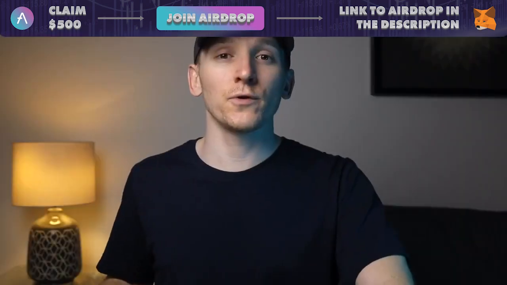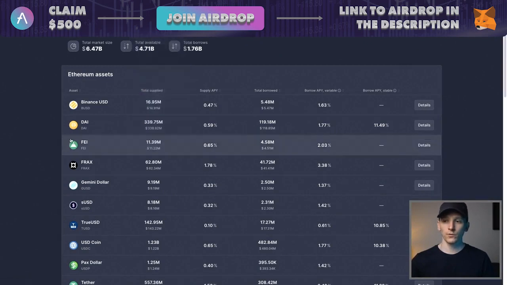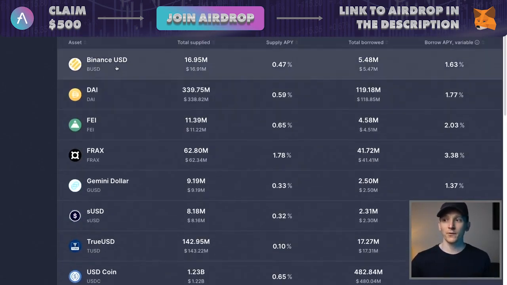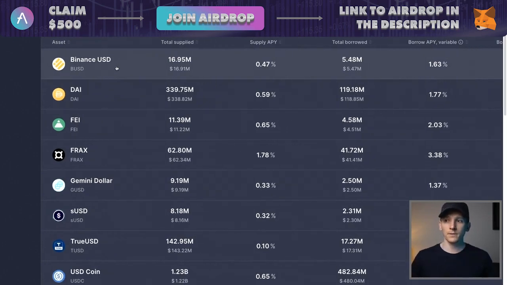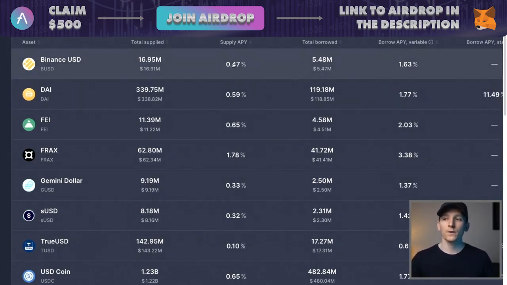On Aave, they will show you the APYs for every single asset on there. So that is the yearly interest rate. So if you go to markets and then down to whichever market that you want to use, these are all the assets that are on Ethereum, and each of these will pay a different interest rate dependent on supply and demand. You can see the total supplied is around $17 million worth of Binance US dollar. So this is a stable coin. If you supply, you will be getting 0.47% as an interest rate.